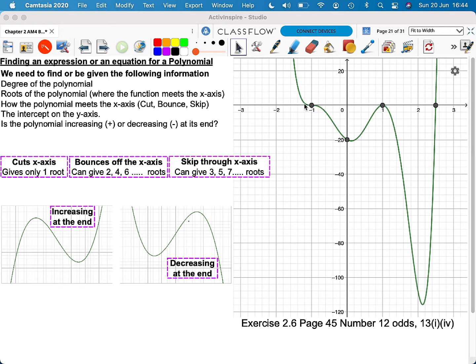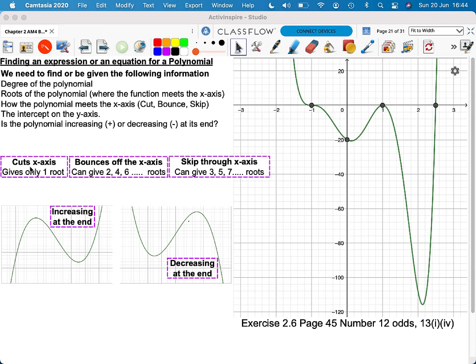way it moves through the x-axis here is called a point of inflection, which we're going to refer to as a little skip. So it comes down, and then it skips through and carries on going down. We call this skipping through the x-axis. So we look over here, and you need to learn these key things.